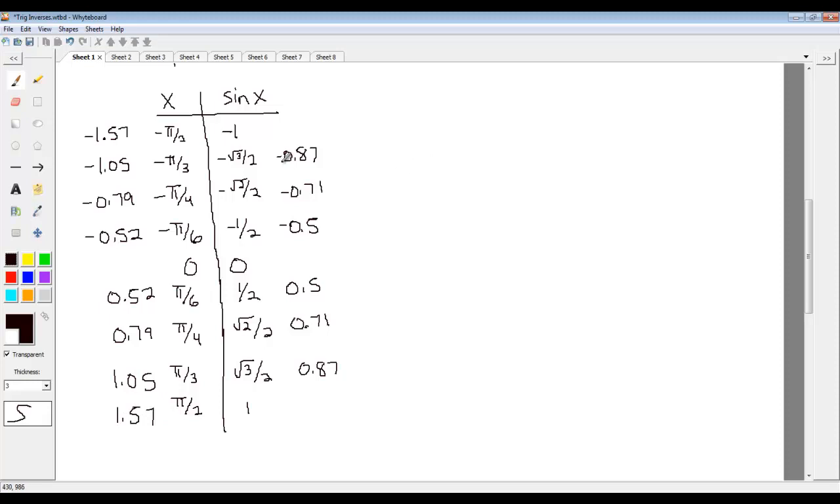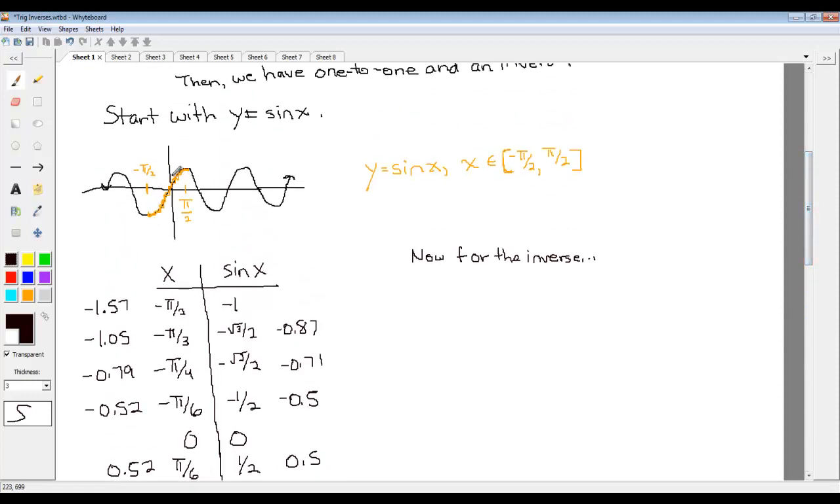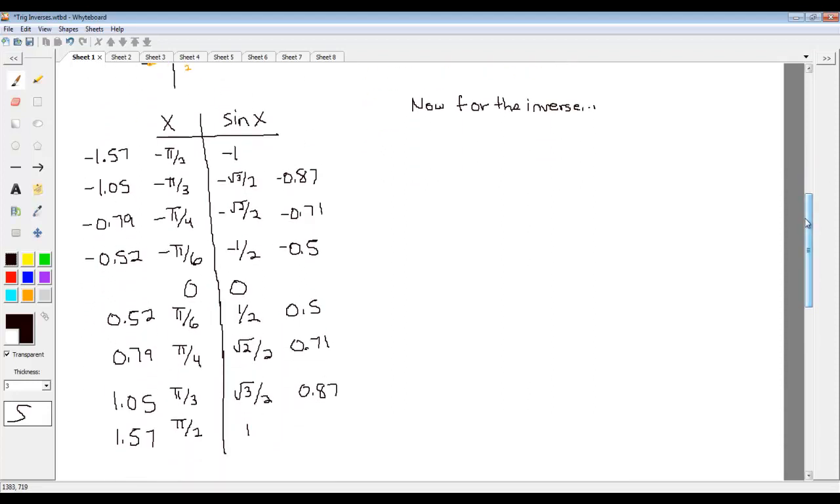Okay. Now, to find the inverse, this is the chart for sine x over this interval right here, from negative pi over 2 to pi over 2. Now to find the inverse, we can reverse the x, y coordinates.